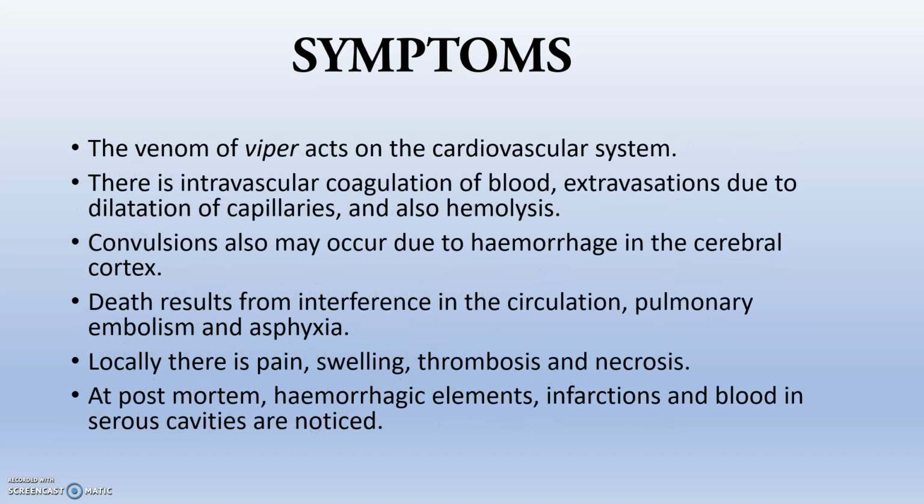So the venom of viper mainly acts on the cardiovascular or hemovascular system. There is intravascular coagulation of blood, extravasation due to dilatation of capillaries, and also hemolysis. Convulsions also may occur due to hemorrhage in the cerebral cortex. Death will be due to circulatory failure, pulmonary embolism or asphyxia. Locally, there will be pain, swelling, thrombosis, and necrosis. At postmortem, hemorrhagic elements, infarctions and blood in serous cavities are mainly noticed.